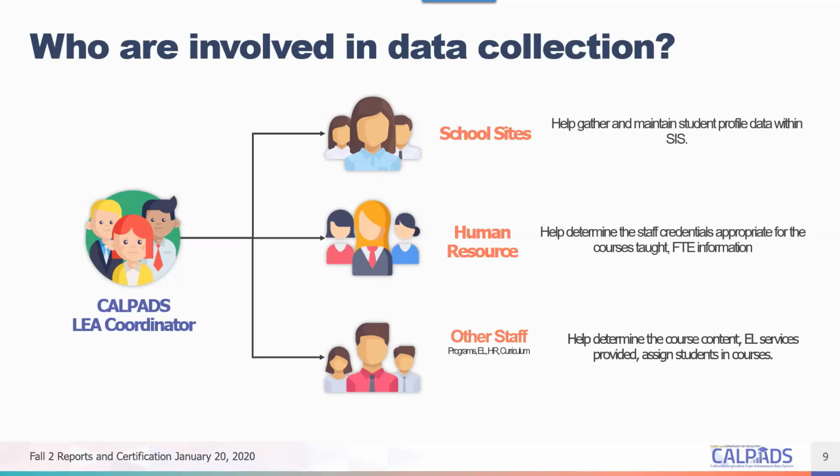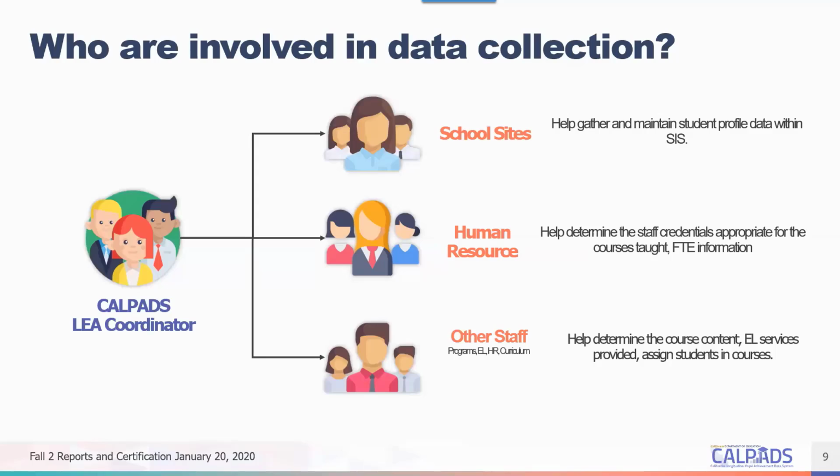So you have to communicate with the local school site, and make sure that they populate the data in the student information system completely and correctly. You're going to have to refer to your human resources, because we're not just talking about students now. We're talking about staff members, their credentials, their FTE. That's going to come from your human resources, those doing the hiring of the staff.